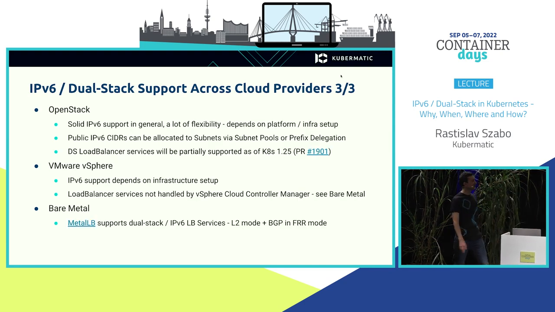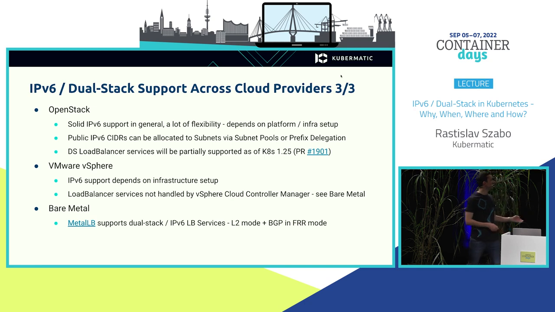To finish this overview, I would go through some private cloud or on-premises providers. So in case of OpenStack, there is actually very good IPv6 support. There is a lot of flexibility. A lot depends on how exactly you set up your platform. Public IPv6 CIDRs can be allocated via features called subnet pools or prefix delegation. And dual stack load balancer services will be supported partially as of Kubernetes 1.25. I actually did the PR which added that support.